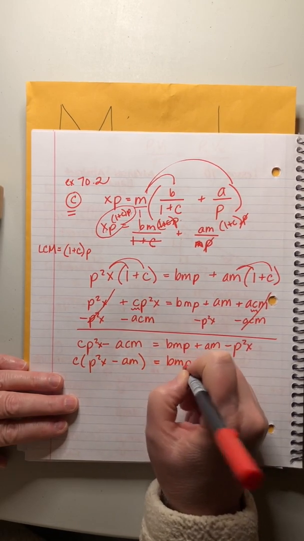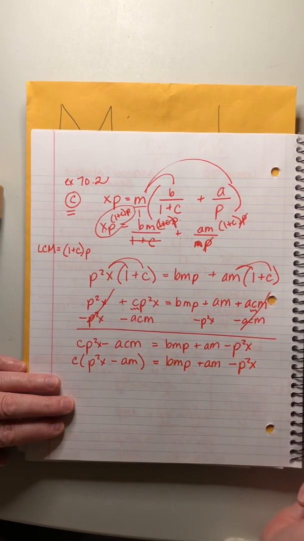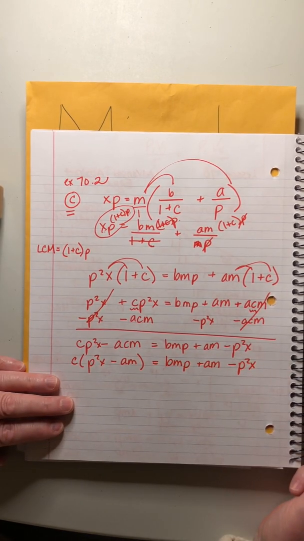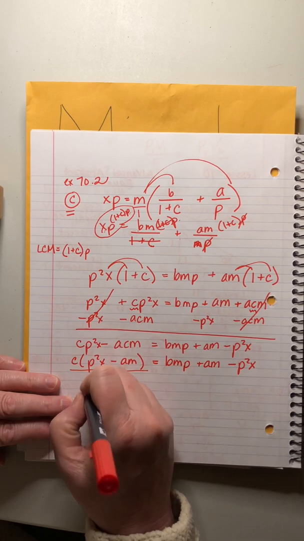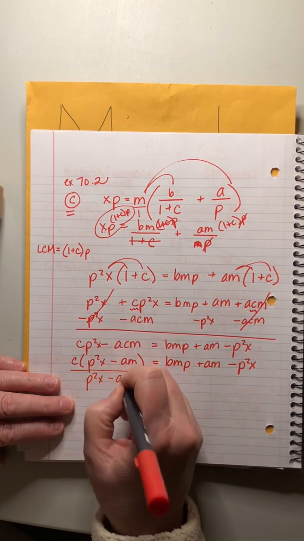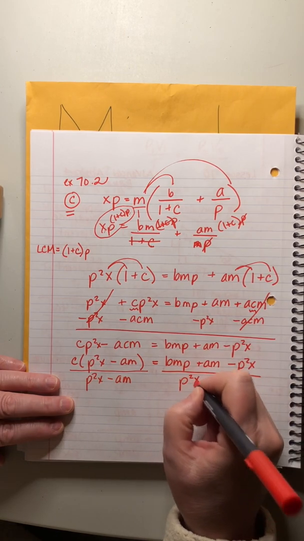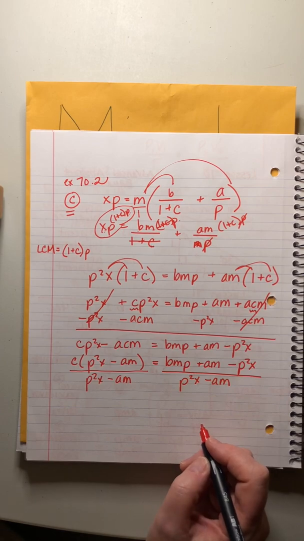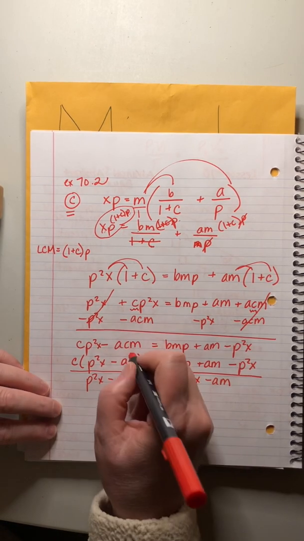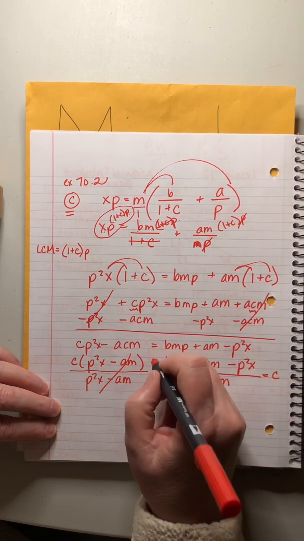All this is the same. And then we have to divide by this. This was the step that I didn't show last time. Right? And this all cancels. So I'm not going to rewrite that. I'm just going to write equals C over here. And this is our answer.